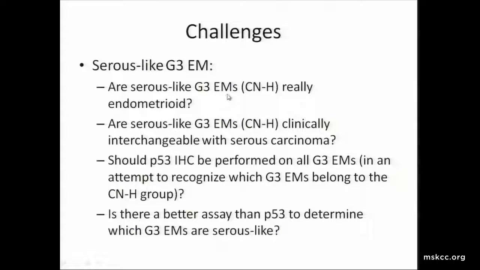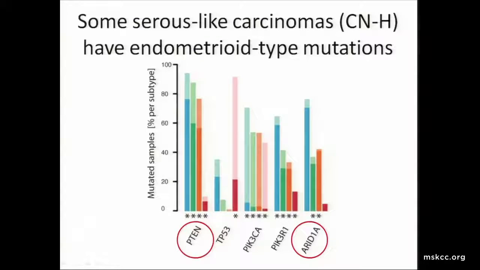Are the serous-like grade 3 endometrioid tumors really endometrioid from a genomic perspective and from a morphological perspective? Are serous-like grade 3 endometrioids clinically interchangeable with serous carcinomas? They all have P53 mutation, they all have high copy number alteration. Should we even care whether we're dealing with a grade 3 endometrioid that's CN high or a serous carcinoma? Should P53 be performed on all grade 3 endometrioid carcinomas in an attempt to recognize which grade 3 endometrioids belong in the serous-like group? And if the answer is no, is there a better assay than P53?